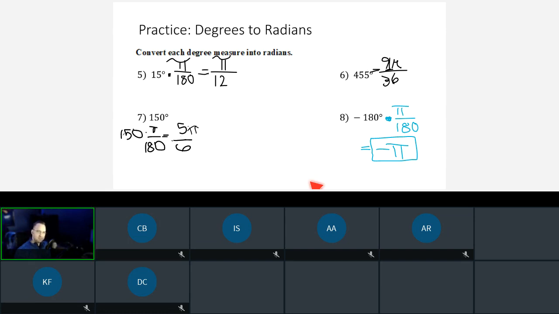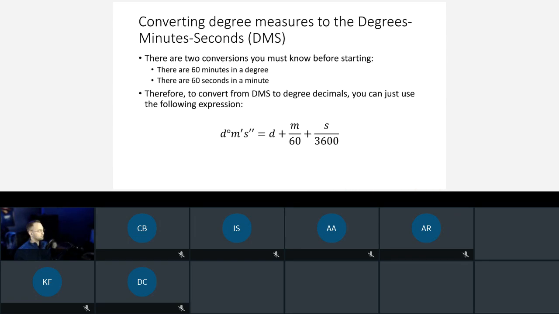Okay, so conversion, degrees to radians, radians to degrees. It's good. Now the next conversion we're going to do. There's something new called degrees, minutes, seconds. You may have seen a key on some calculators that has a DMS button. That's what that is. I've never used it personally, but that's what it is. It's to convert from degrees to degrees, minutes, seconds.